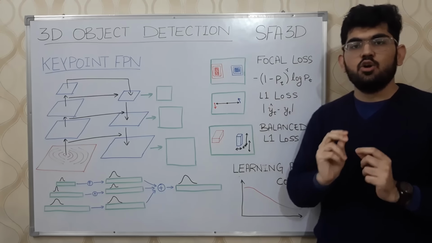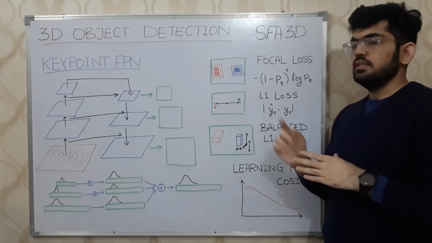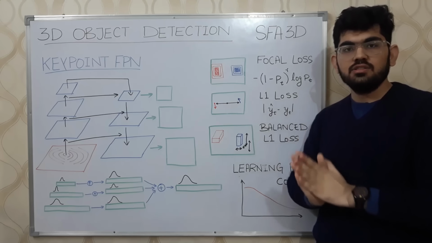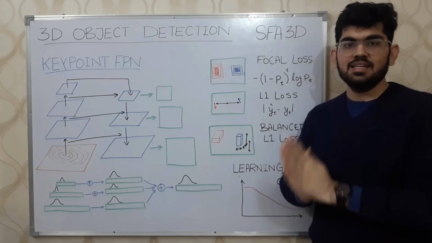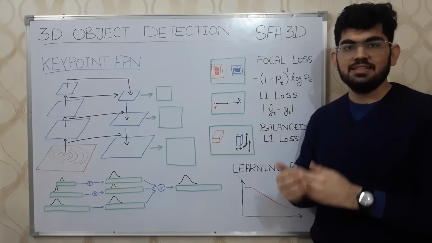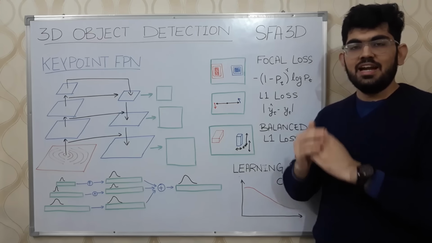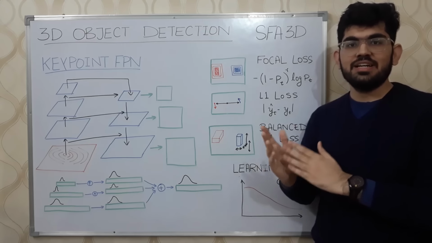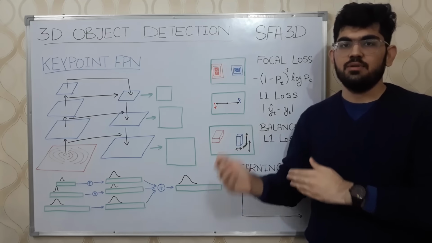Here PT is the confidence value of the network. This scaling factor over here allows the network to focus its learning more on the predictions that it is less confident about and focus less on the predictions that it is more confident about.